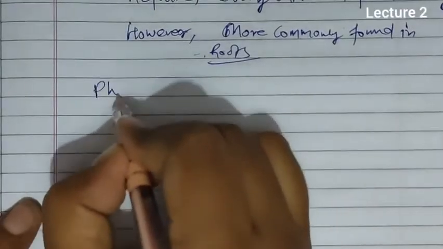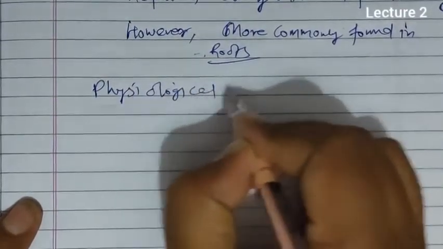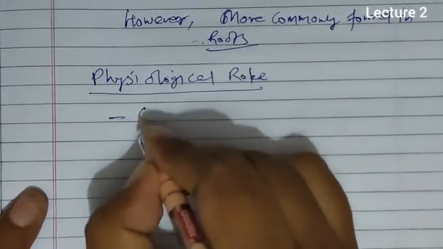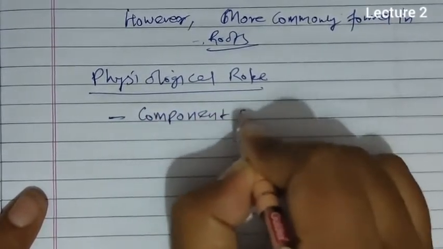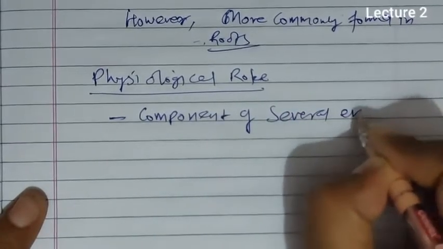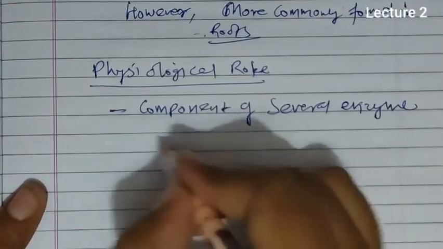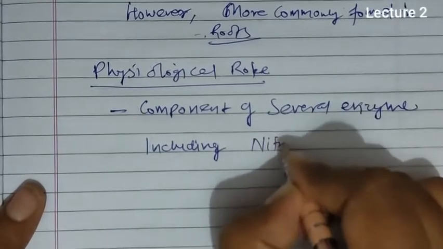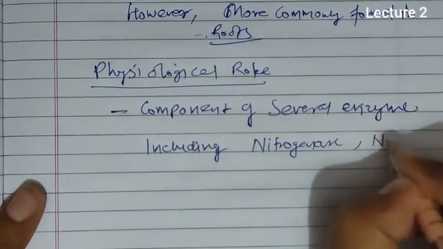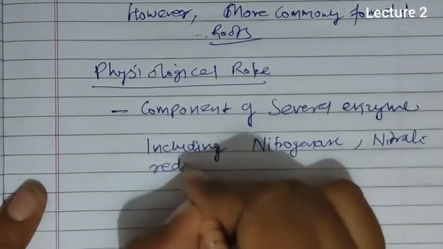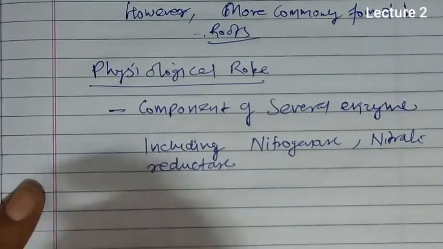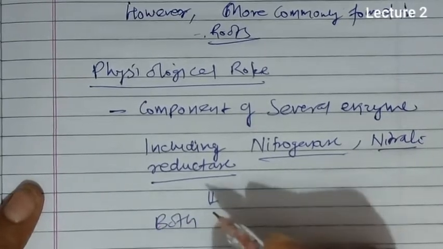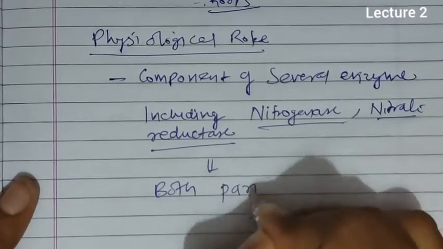When we talk about physiological role of this molybdenum, we note that it is a component of several enzymes, including nitrogenase, nitrate reductase, and this nitrogenase and nitrate reductase both participate in nitrogen metabolism.